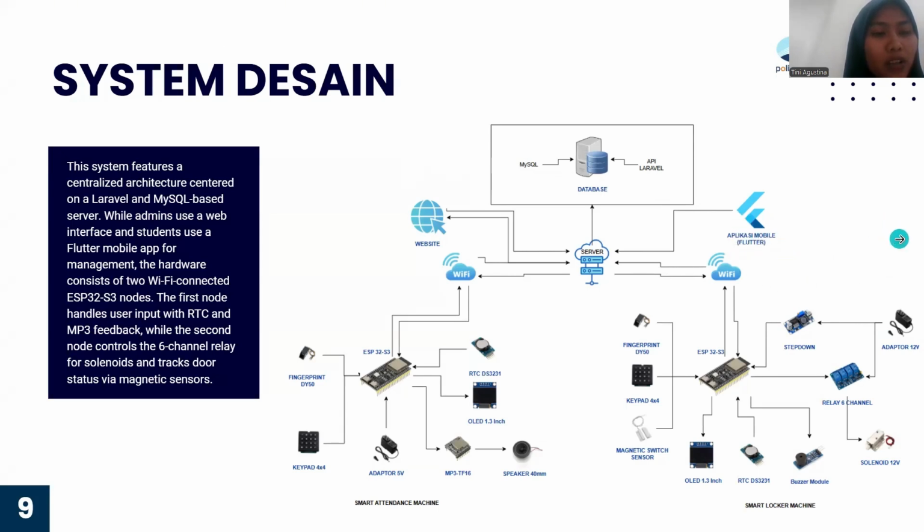The hardware consists of two Wi-Fi connected ESP32-S3 nodes. The first node handles user input with RTC and MP3 feedback, while the second node controls the six-channel relay for the solenoid and tracks door status via a magnetic sensor.